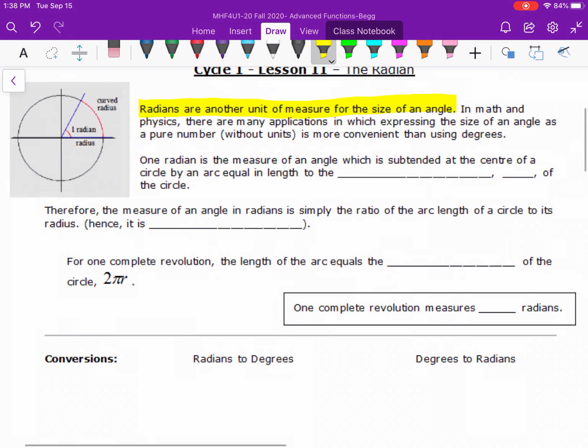A radian is the measure of an angle which is subtended at the center of a circle by an arc equal in length to the radius, which we're going to represent with the letter R of the circle. Therefore, the measure of an angle in radians is simply the ratio of the arc length of a circle to its radius. Hence, it's a length. Okay? So a radian is a length.